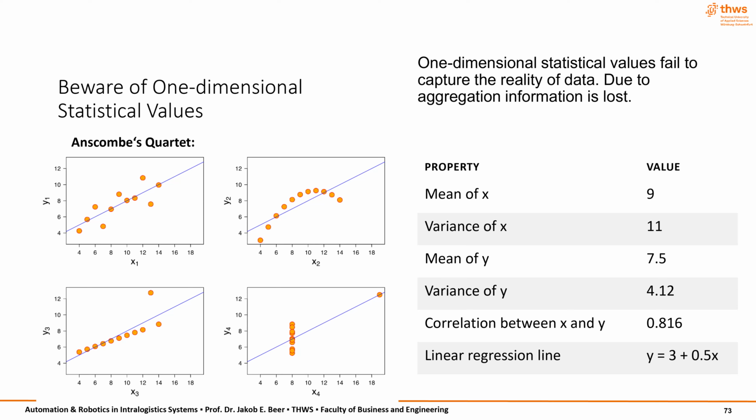Let's also briefly talk about the correlation coefficient. Here it's 0.816 in every case. That's considered a strong correlation. But as we've seen, the actual relationships in the datasets are very different. One is linear, one is nonlinear, one is driven by an outlier, and one is entirely dependent on a single data point. Relying on the correlation coefficient alone would be misleading.